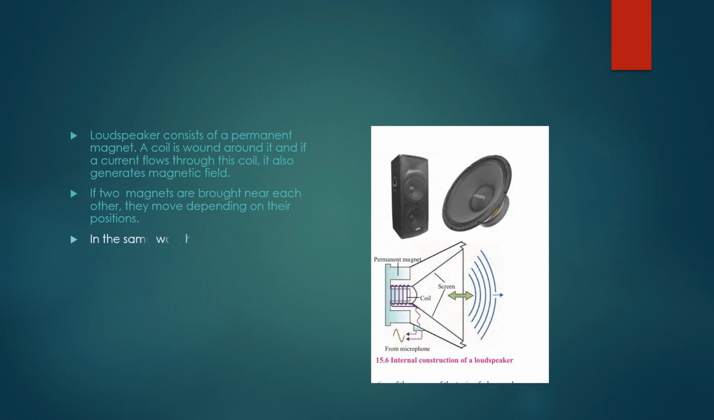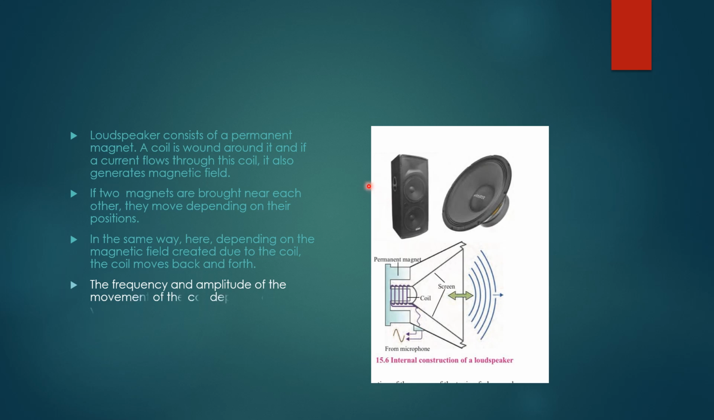Now, students, you are going to learn about sound generation by the loudspeaker. A loudspeaker consists of a permanent magnet, and a coil wound around it. If current flows through the coil, it generates a magnetic field. This structure is the permanent magnet, and this is the coil wound around it.